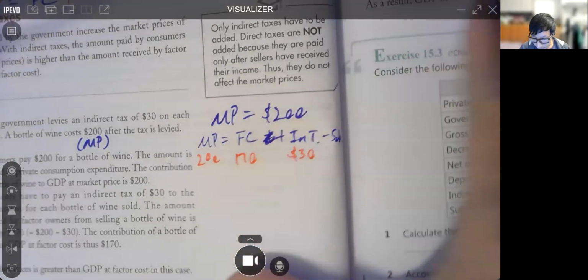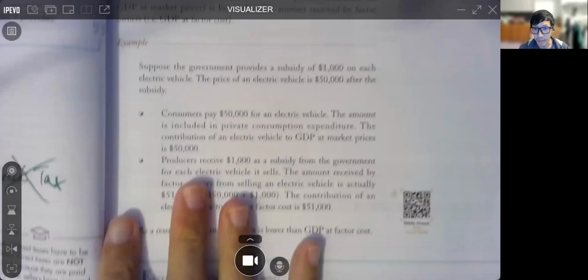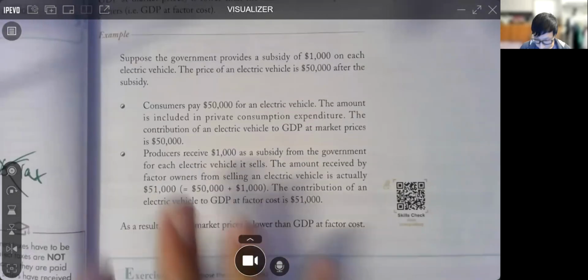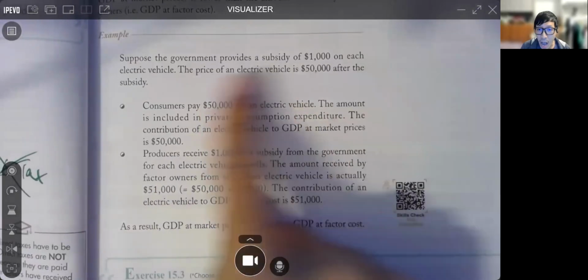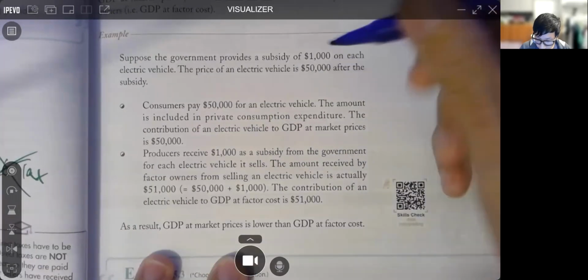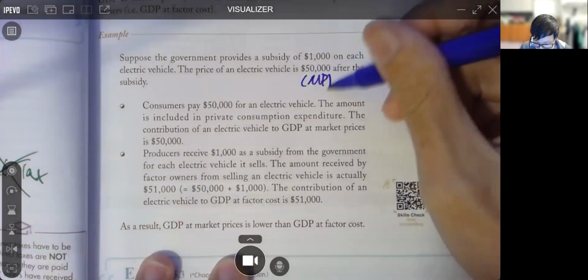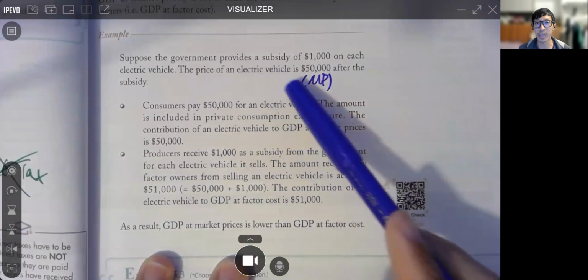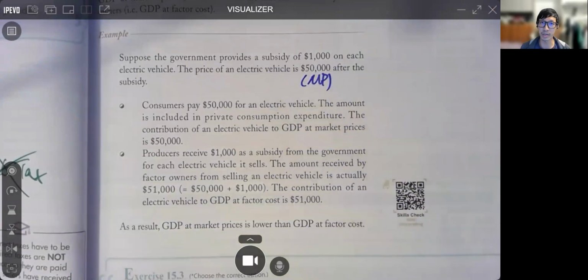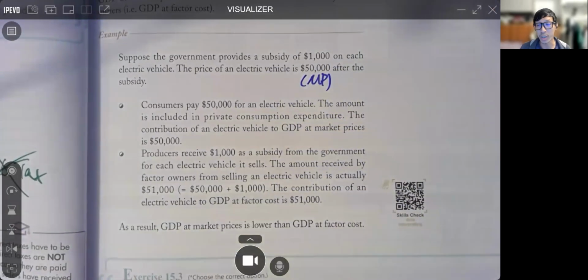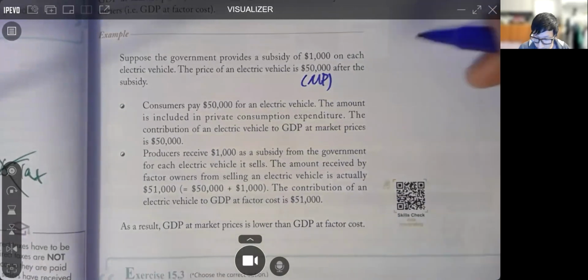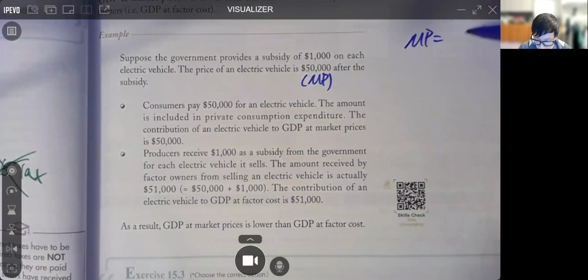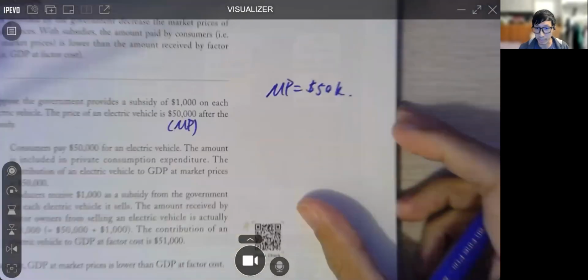Okay, now consider another example here. The price after subsidy. What does that mean? It means that this is a market price. We know that there is a $1,000 subsidy for each unit of vehicles, right? So what does that mean? It means that GDP at market price would be 50K per unit, right? Per unit will be 50K.